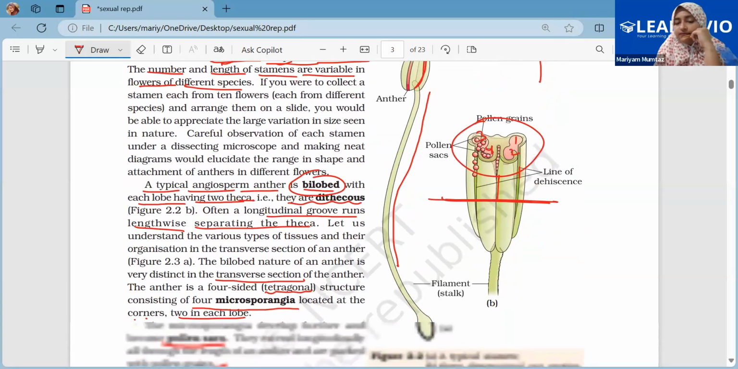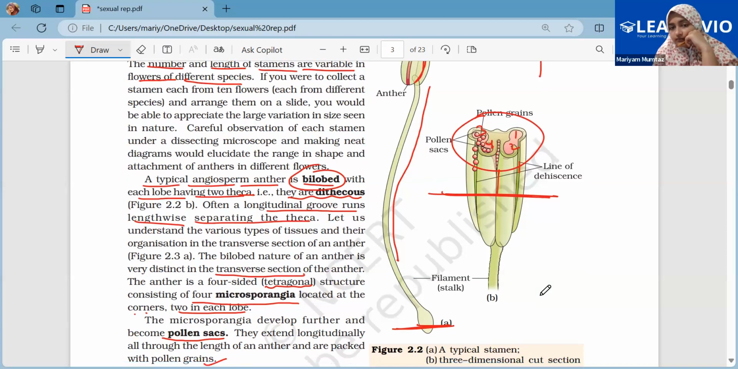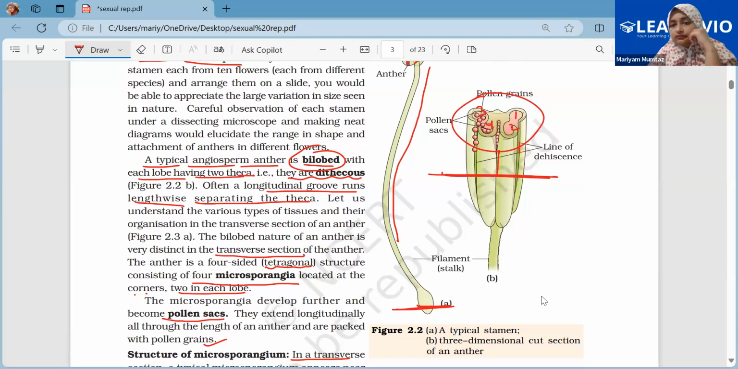Ma'am, is that the line which you told us about? Is it the longitudinal groove? Which one? The one which is separating the lobes? Yes, the one that separates the lobes, that is the longitudinal groove.